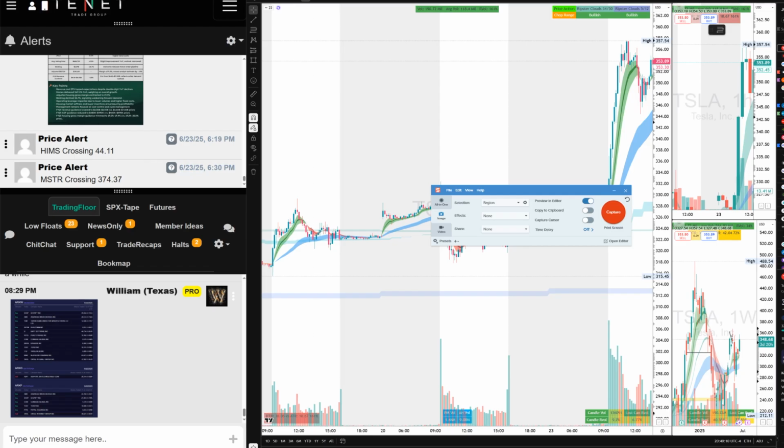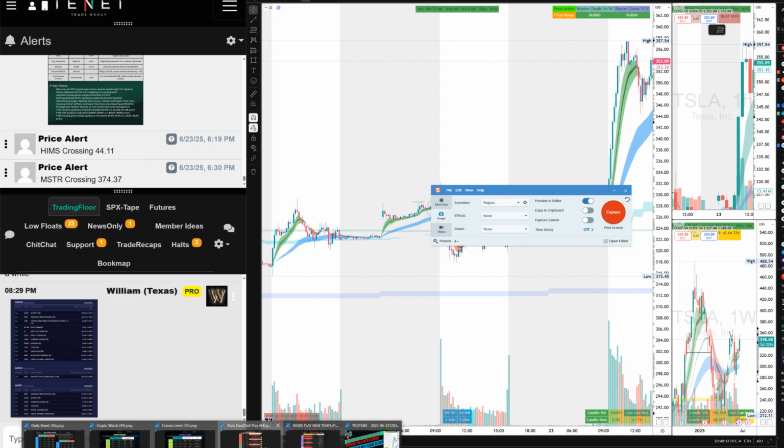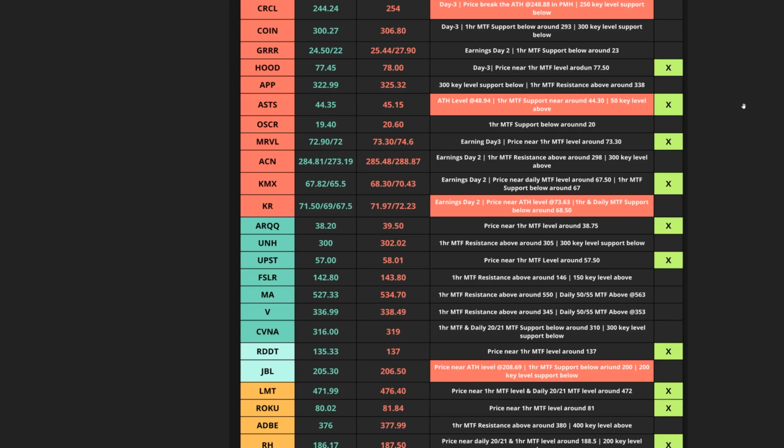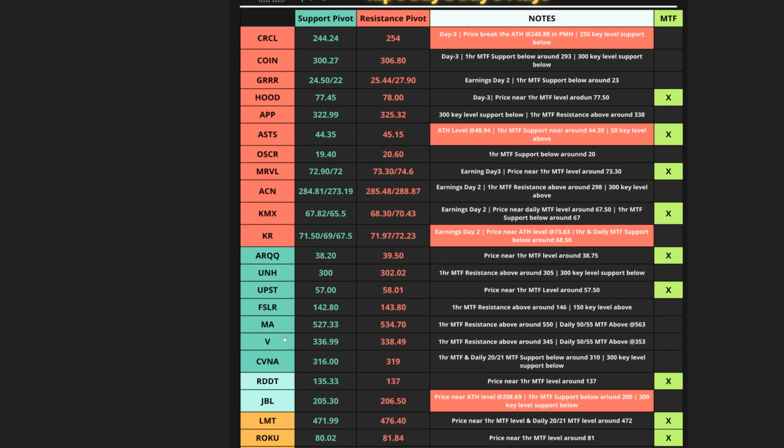In addition to that, we also trade something called day 2, day 3 setups. This is another repeatable strategy that I have been teaching. I did a free webinar on this as well. We make a plan for day 2, day 3 setups in the pre-market, how we're going to trade those setups. Sometimes some setups trigger. For example, Kroger was one of the main setups that triggered today. Sometimes some setups don't trigger.